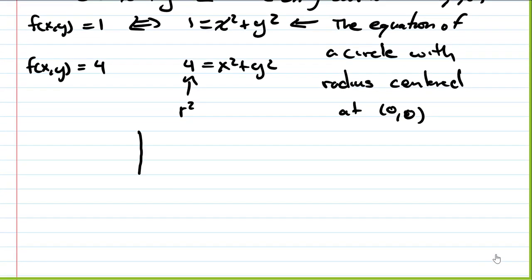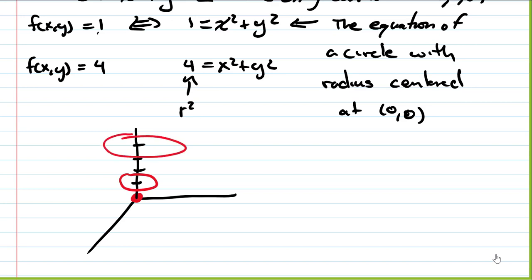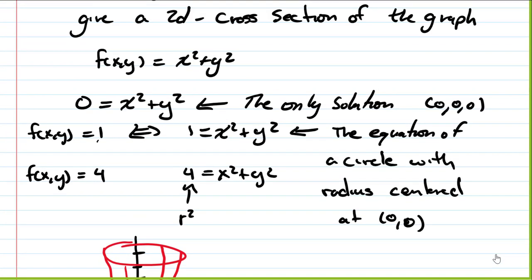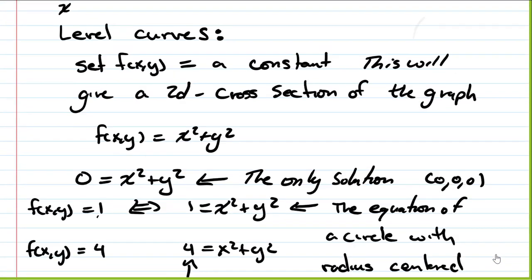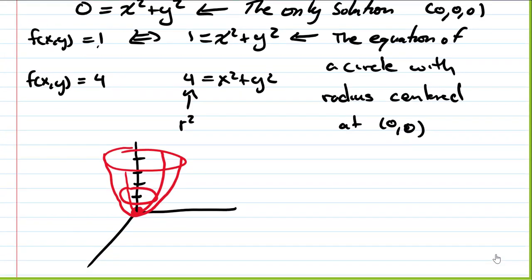So using that same idea to draw a three-dimensional graph, we have our point here at 0, 0. And then when we get up to a height where z was equal to 1, we have a circle with radius 1. And then when we get up to a height of z equals 4, we have another circle with a radius of 2. So notice once again now, if I connect the dots on these, I get that same type shape.